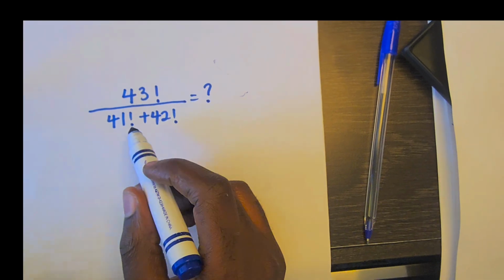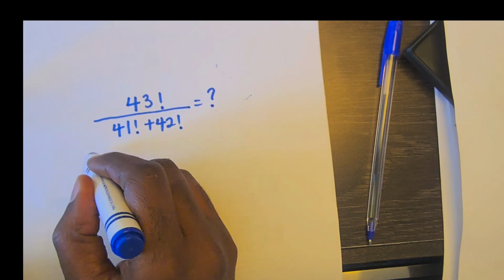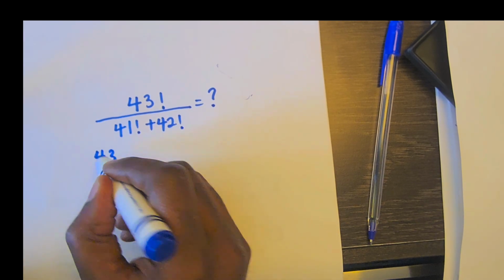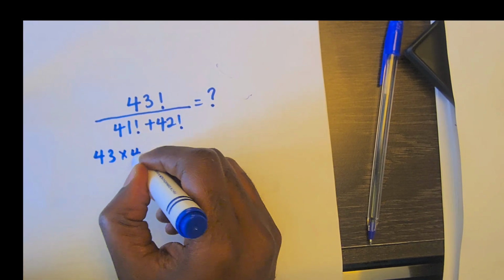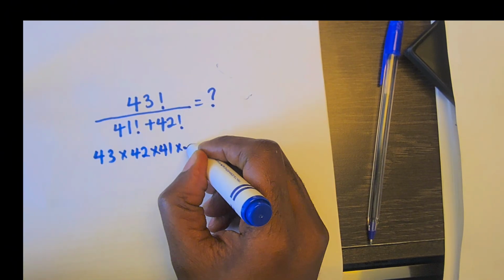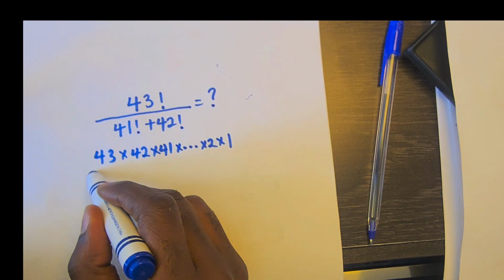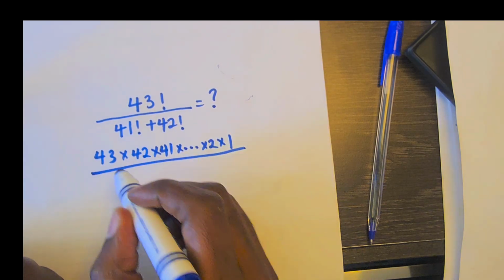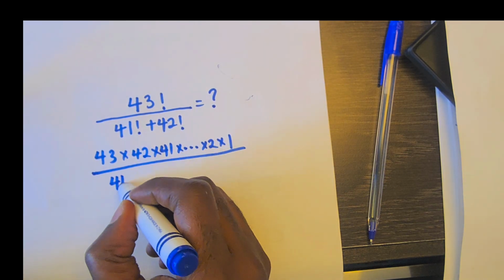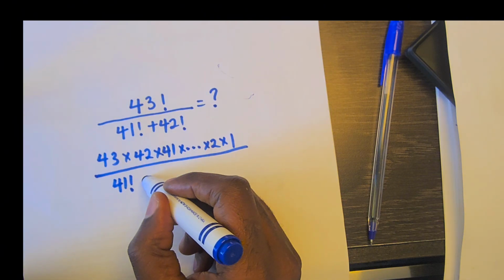In this video, we want to simplify this. Here we have 43 factorial, which can be written as 43 times 42 times 41 times up to times 2 times 1. Here, the denominator, we have our 41 factorial. I'm going to leave it this way because it is the minimum value we have.